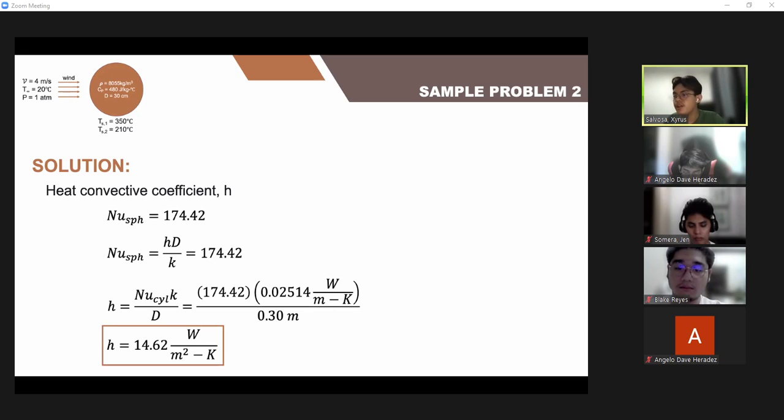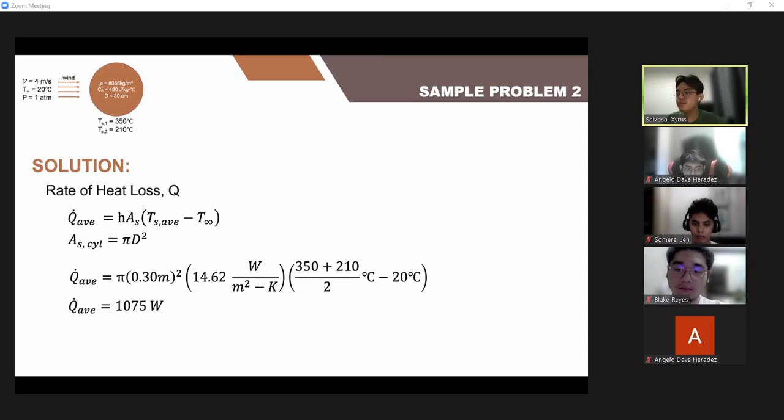Next, we solve for the heat convective coefficient using the acquired Nusselt number and inserting the values of the diameter and thermal conductivity constant to the equation. Doing so, we get a value of 14.62 watts per square meter Kelvin, which is the first requirement to the problem.